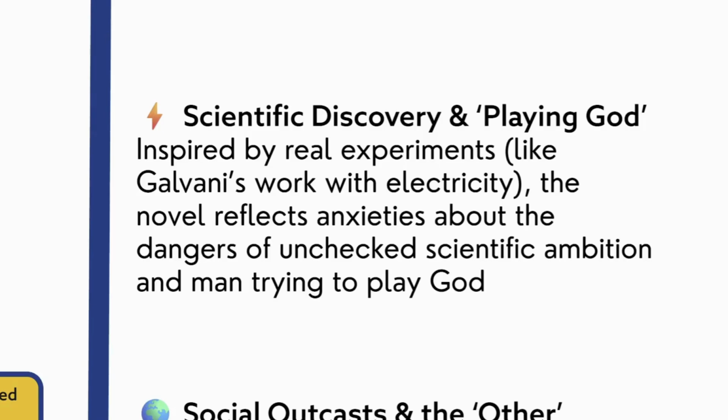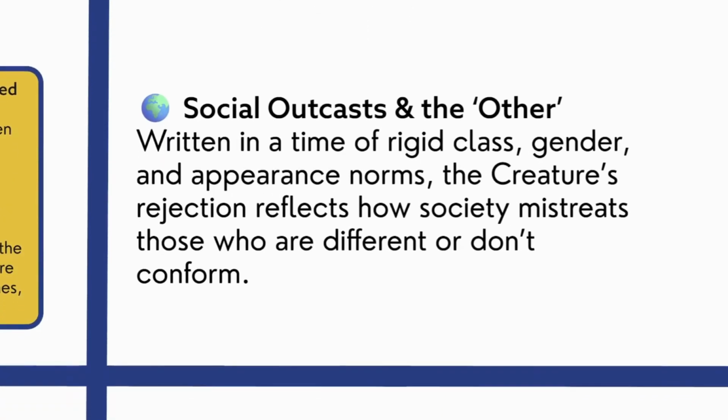And the last piece of context really is social outcasts and what we would call the other, in inverted commas. So this was written in a time of very rigid class, gender, and even appearance norms. And the creature, who is very much an outsider, obviously, is almost an allegory or a metaphor reflecting how society mistreats anybody who is different or who doesn't conform with the social norms at that time.